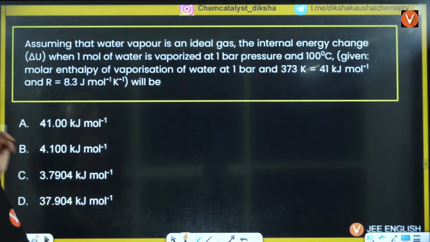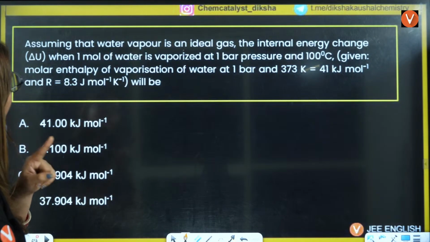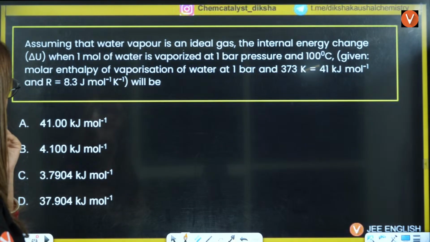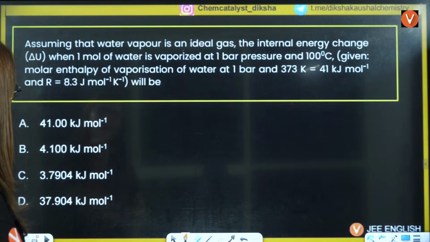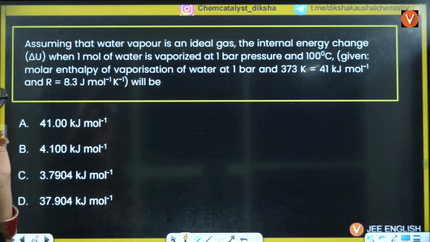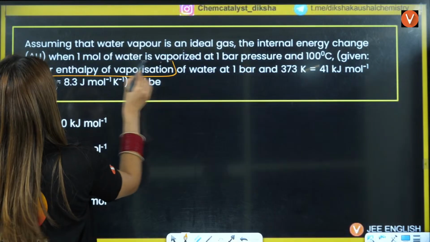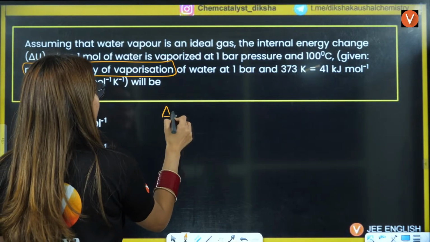Where is what? Assuming that water is an ideal gas, so the internal energy change is given to you. When 1 mole of water is vaporized at 1 bar, the molar enthalpy of vaporization of water at 1 bar will be... Molar enthalpy means they are asking you delta H.